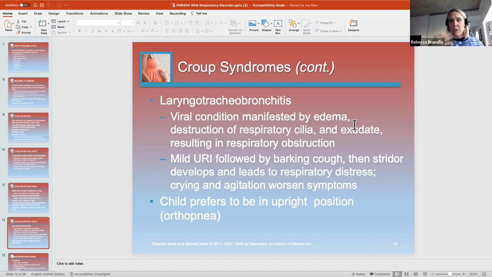And it causes this really barky cough, also called a seal-like cough. A lot of times croup can be pretty scary because they have this horrible barking cough, and then they have the stridor. So this is where I was asking you guys, who knows the difference between stridor and wheezing?